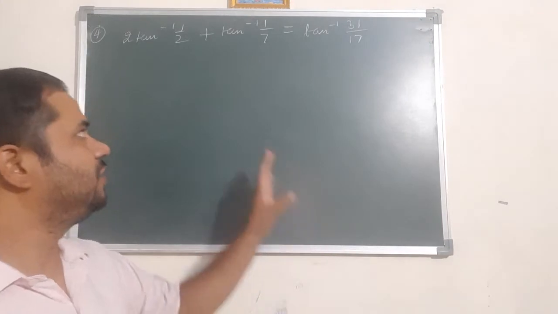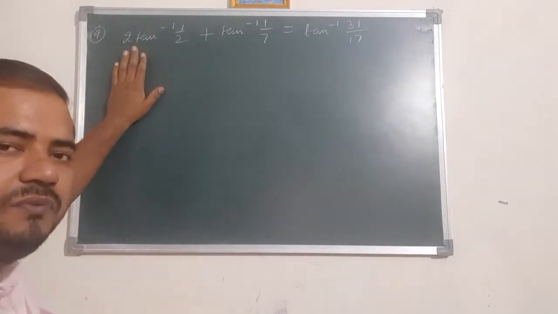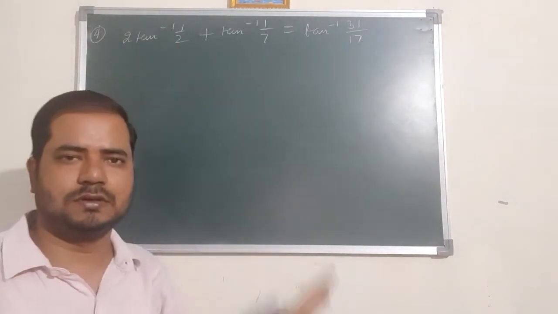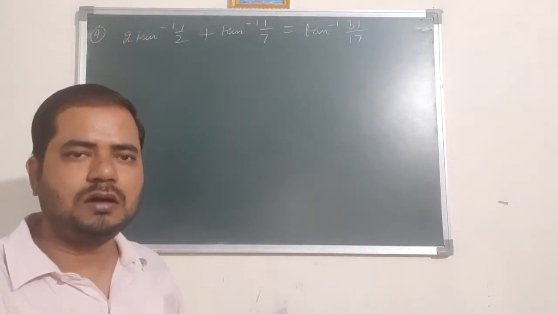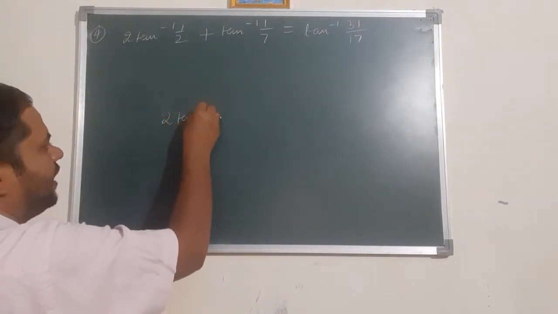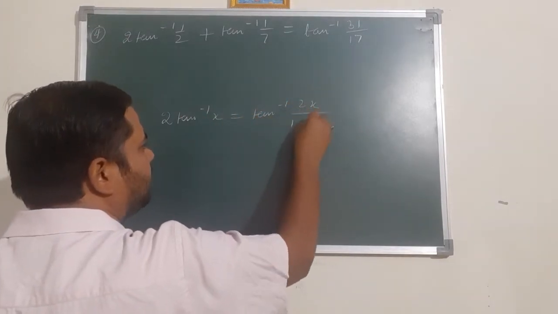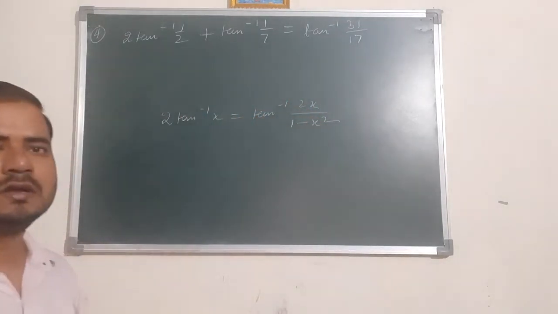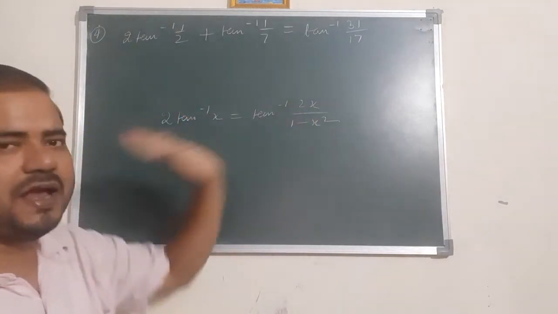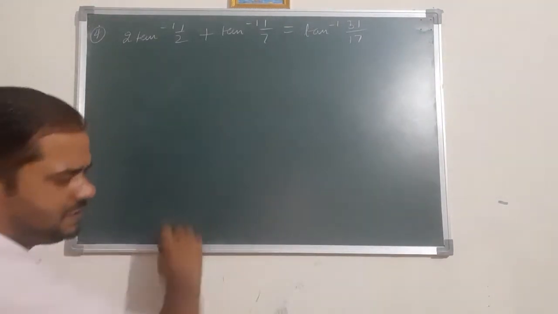So in this particular question, you see 2 tan inverse. First of all, we need to convert 2 tan inverse in terms of tan inverse. So you have the formula: 2 tan inverse x is nothing but tan inverse of 2x upon 1 minus x square. So first you convert this 2 tan inverse 1 by 2 in the form of tan inverse. Okay. So let us consider LHS.